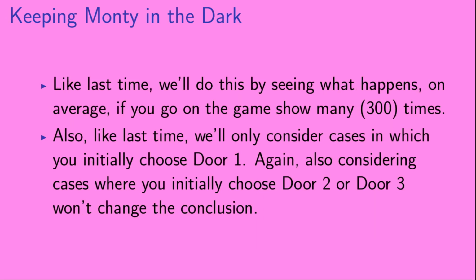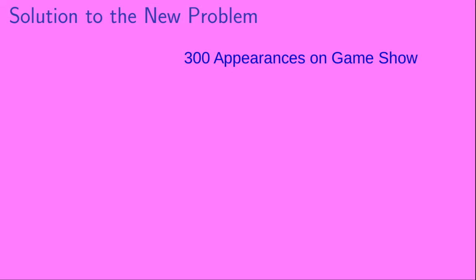Like last time, we'll do this by seeing what happens, on average, if you go on the game show many, in this case 300, times. Also, like last time, we'll only consider cases in which you initially choose door 1. Again, also considering cases where you initially choose door 2 or door 3 won't change the conclusion. Okay, so you make 300 appearances on the game show.